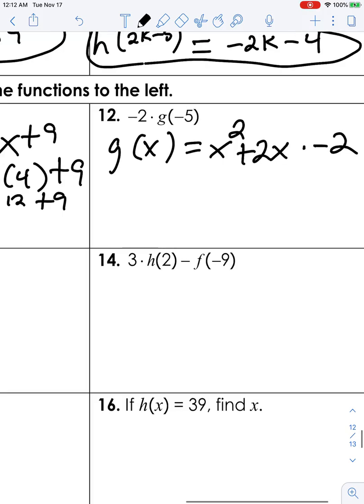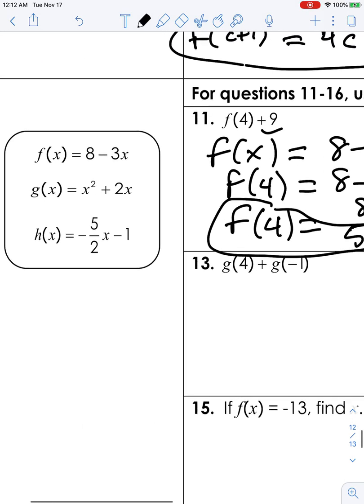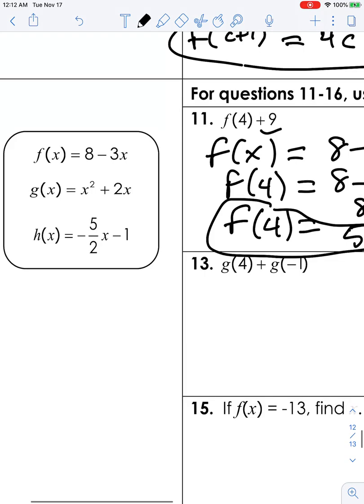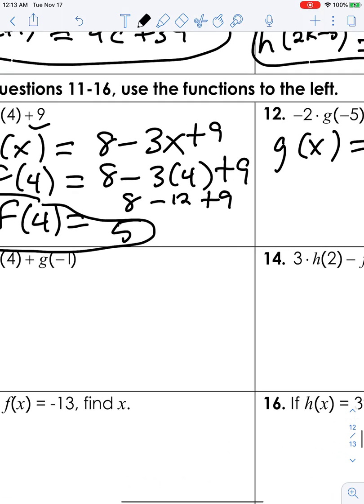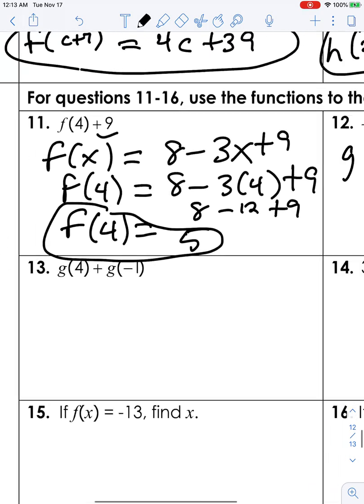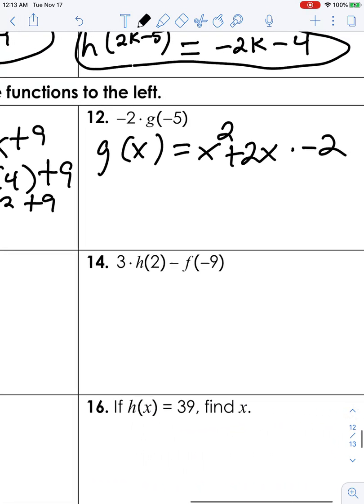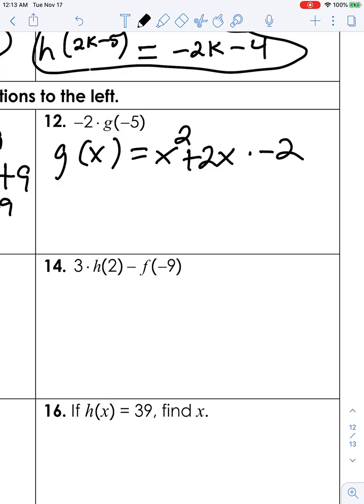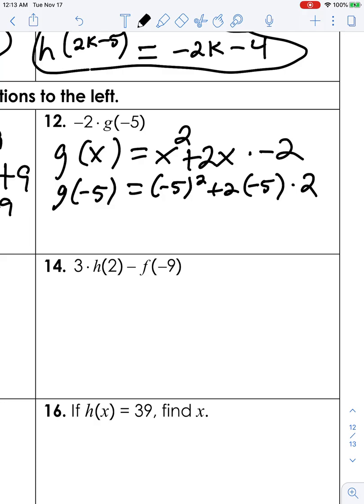All right? So what it's doing is giving you the equation that it wants you to use, x squared plus 2x, and it's saying plug -5 in for x. But oh, by the way, we're tacking on times -2 with it. So everywhere there's an x, we're going to put in -5, and then we're tacking on times -2 at the end.